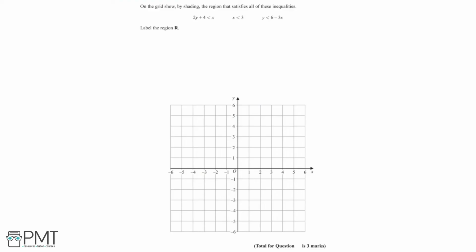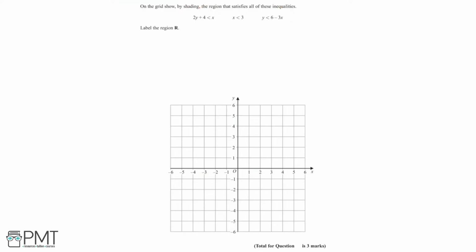In this question, we need to show on the grid, by shading, the region that satisfies all of these inequalities. We have 2y plus 4 is less than x is less than 3, and y is less than 6 minus 3x. And we need to label the shaded region the letter R. Now in order to shade these regions, we need to draw these 3 lines.